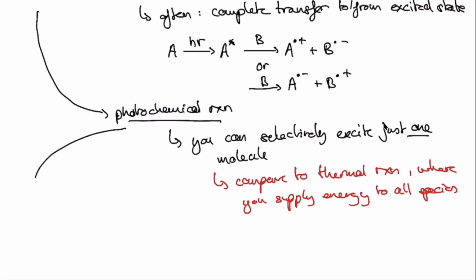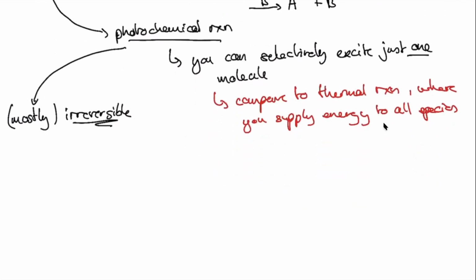I already told you this, but let's look at it in detail. Photochemical reactions are mostly irreversible. So if I go from A, h nu, to A star, the excited state, and I go to B, then I will not be able to go from B back to A star. This is simply impossible.